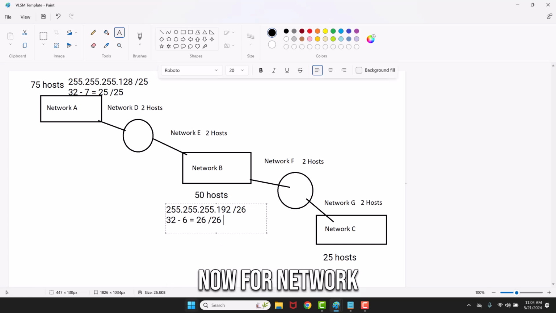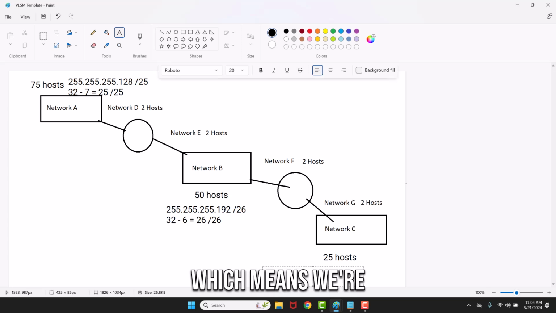Now, for network C, where I only wanted 25, we noted that we needed to keep 5 zeros, which means we're adding 3 ones. So it's 255, 255, 255, and from that chart, this is going to be 224. And if I do the CIDR notation, 24 straight ones in the first 3 octets plus 3 more is going to give me a /27.